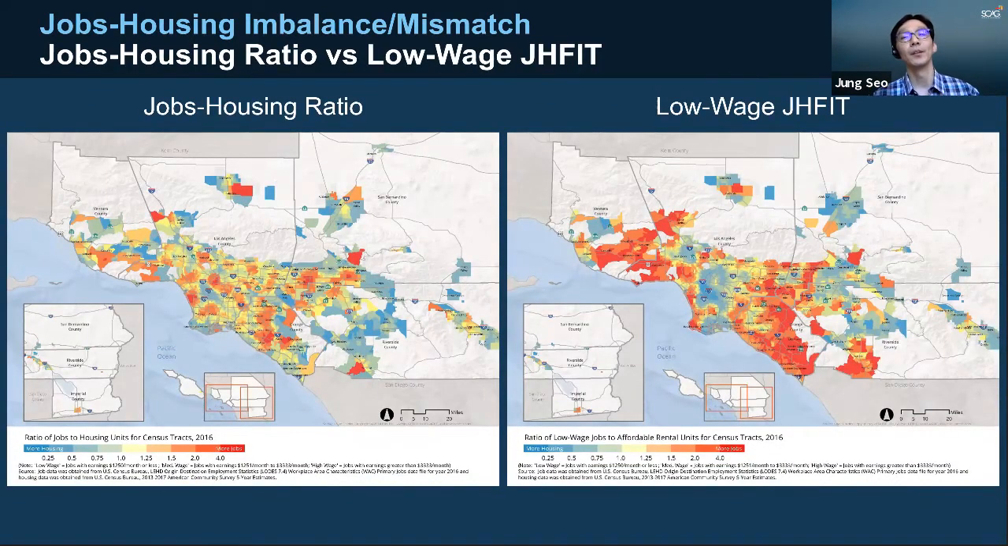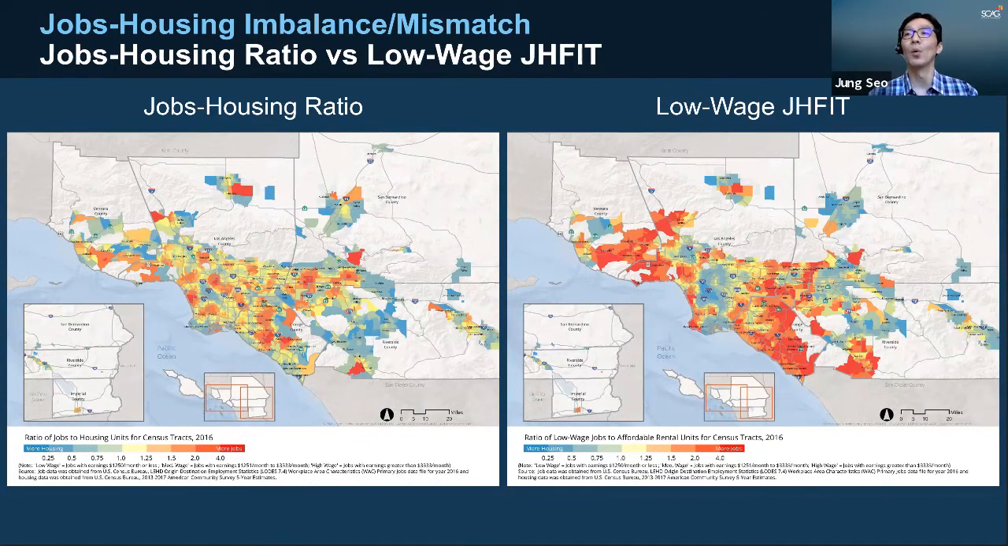So we prepared the two maps. This map shows the ratio of jobs to housing units, and the other map shows the ratio of low-wage jobs to affordable rental units at the census tract level. These maps show there are more neighborhoods in coastal counties, especially Orange and Ventura counties, that have a relatively higher concentration of low-wage jobs but lack an adequate number of affordable rental units.